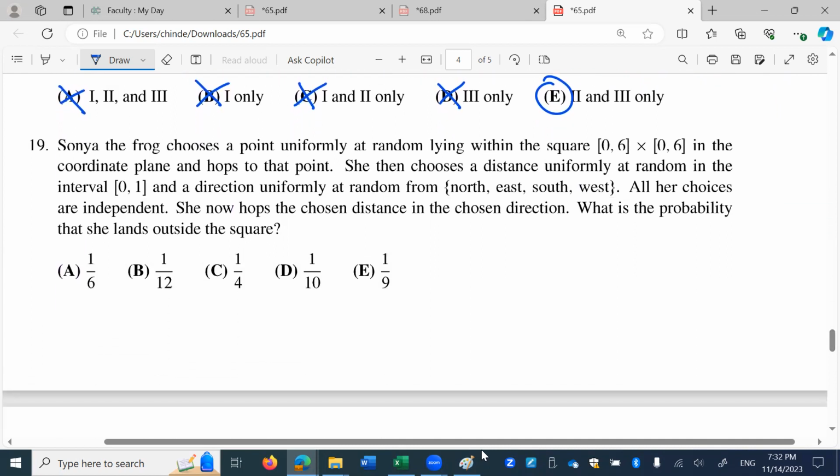Sonia the frog chooses a point in the 6 by 6 square, hops to it at random, then chooses a distance between 0 and 1, and then a direction, either north, south, east, or west, and hops in that direction. All choices are independent, and what is the probability she lands outside of the square?